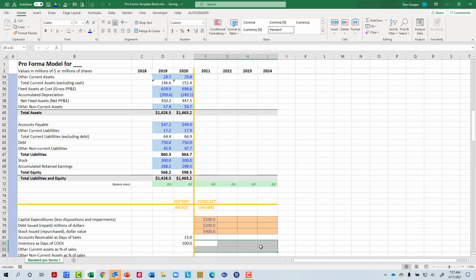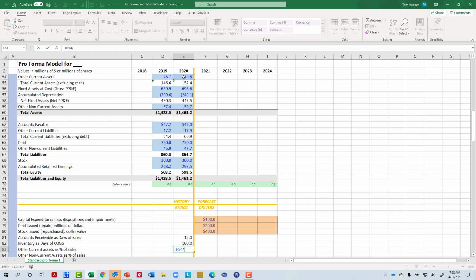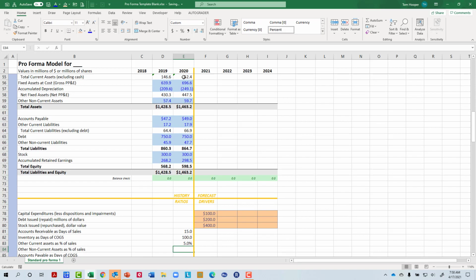So if I could decrease that going forward, then I could reduce that account on the balance sheet, which would end up in cash that we could maybe create some value with. Other current assets as a percentage of sales is just equal to that number divided by E15. Other non-current assets is equal to that number divided by E15.